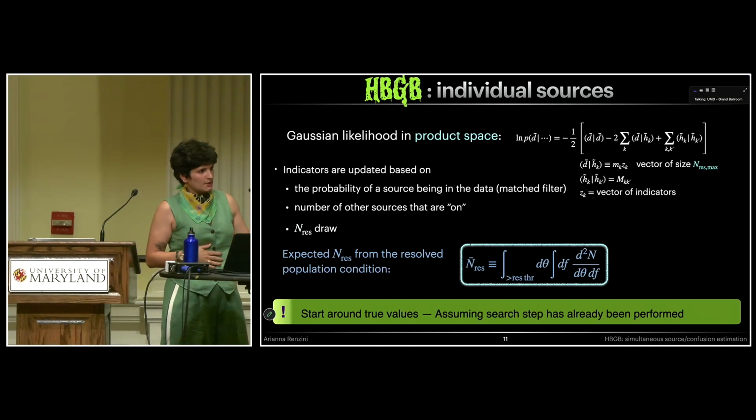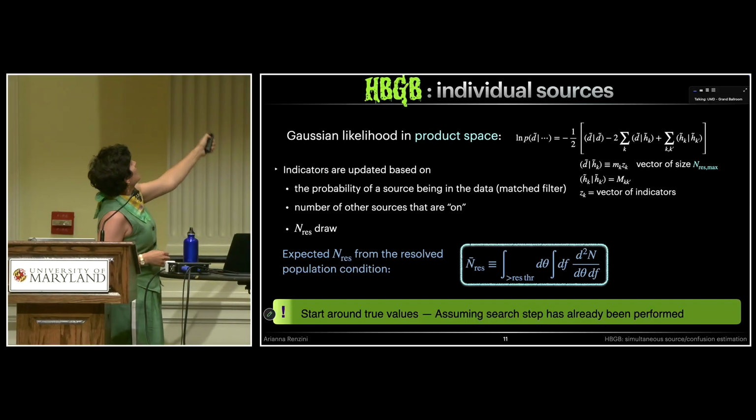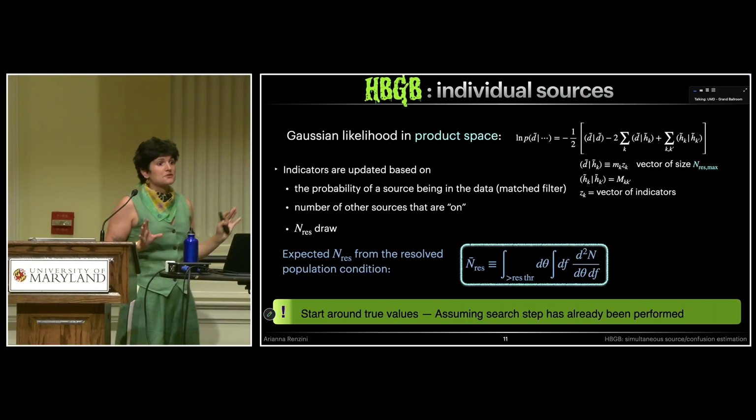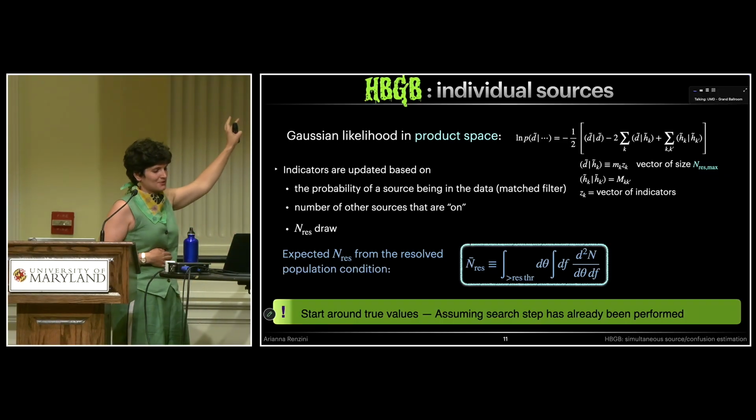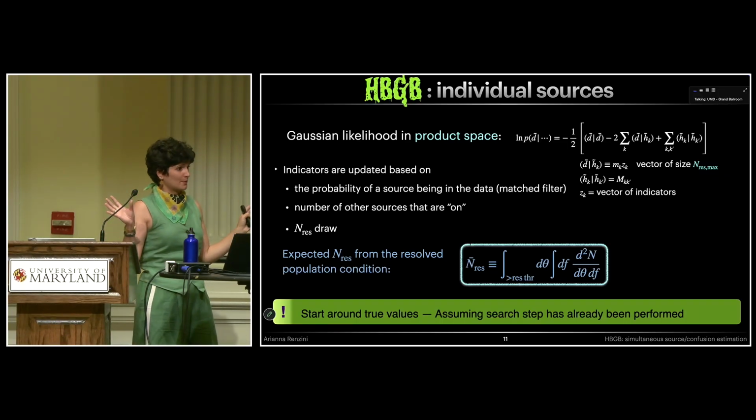Now, a disclaimer that is really important to highlight here: HBGBs is not a search algorithm. It is a parameter estimation algorithm. We start around true values. We assume that some search has been performed.